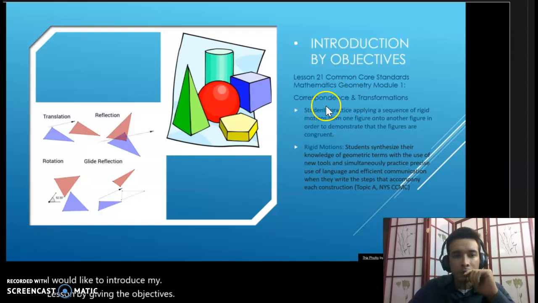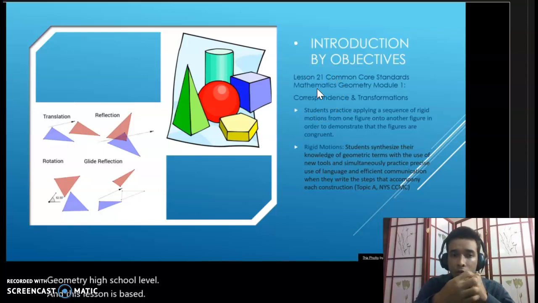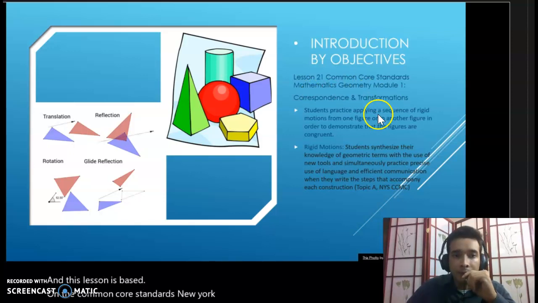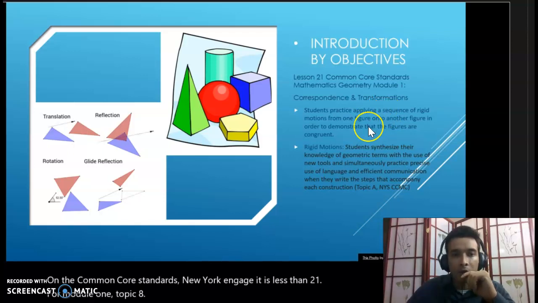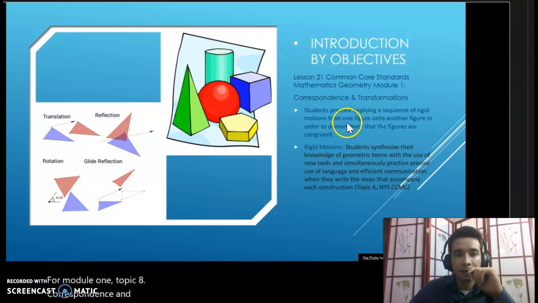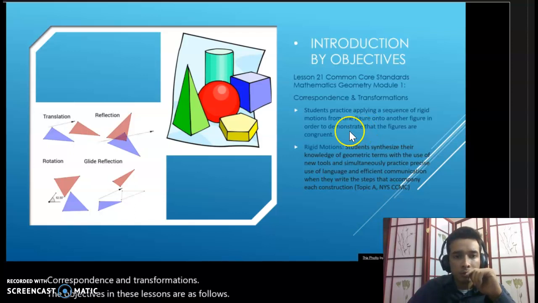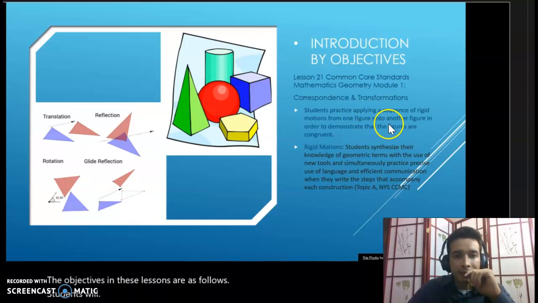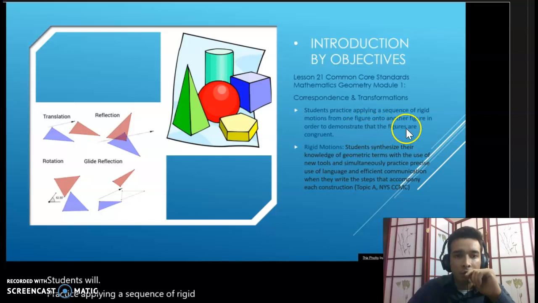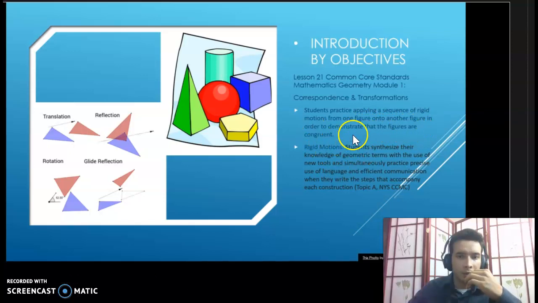I am doing geometry at the high school level, and this lesson is based on the Common Core Standards, New York EngageNY. It is lesson 21 for module 1, topic A, correspondence and transformations. The objectives in this lesson are as follows. Students will practice applying a sequence of rigid motions from one figure onto another so that he, she, they can demonstrate that these figures are congruent.